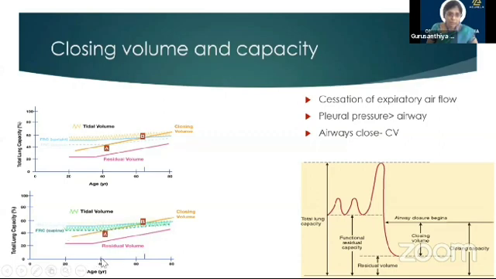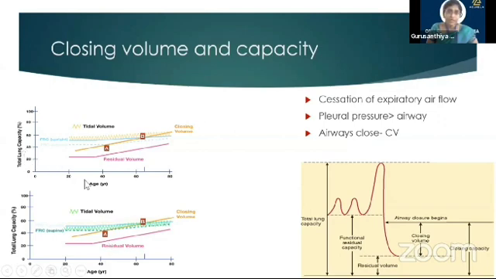As you can see, when the patient approaches 40 years or so, the closing capacity is approaching the FRC, which means the FRC falls below the closing capacity, the closing volume, if the age is more than 44 years. Then there is going to be a physiological shunt and desaturation, which is going to occur.